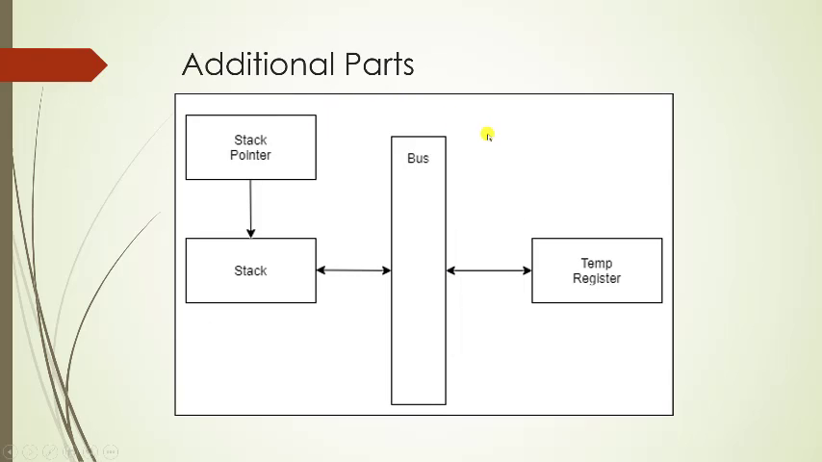There are some additional parts for implementing some other functions like stack. Stack is like a 16-byte RAM, but it performs slightly differently from the main RAM. There is a stack pointer which points at a specific position of the stack, the position where we can read or write data. There is also a temporary register connected to the bus. We will use this register to exchange the value between A register and B register.